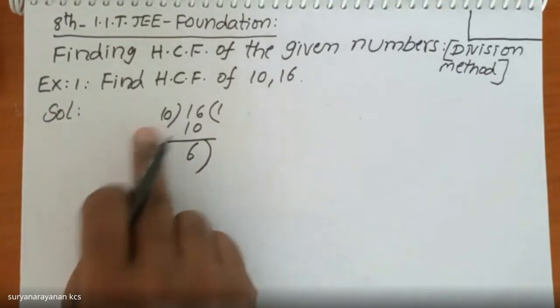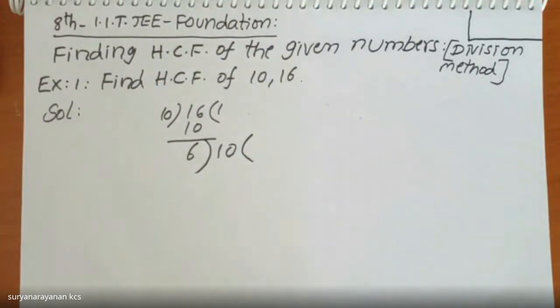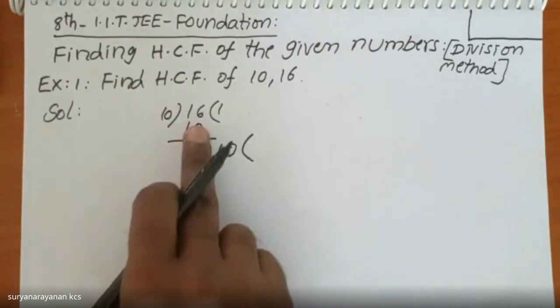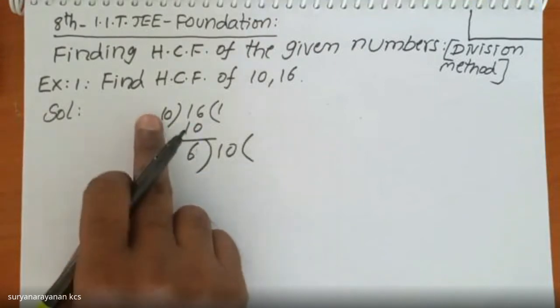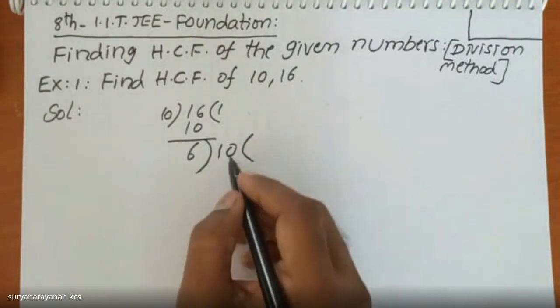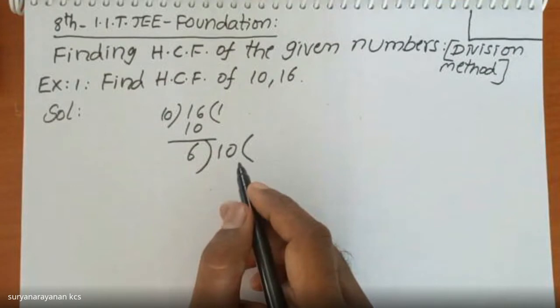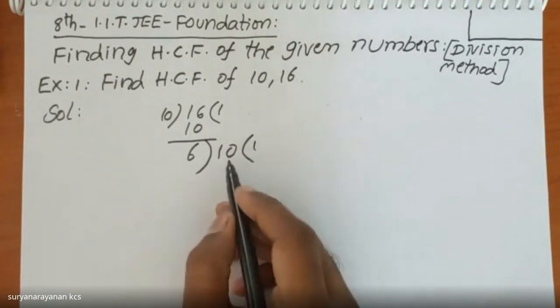And the previous divisor, what is the previous divisor? 10. We have to divide that previous divisor by the new divisor. We follow the same steps till you get remainder 0. Here in the first step, we got remainder 6. So we make this 6 the divisor and divide the previous divisor with it. How many times does 6 go in 10? Only 6 ones are 6.